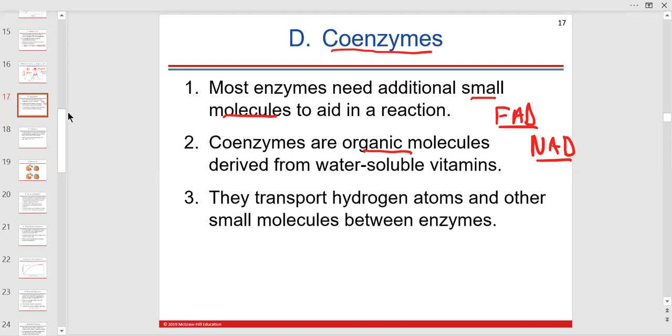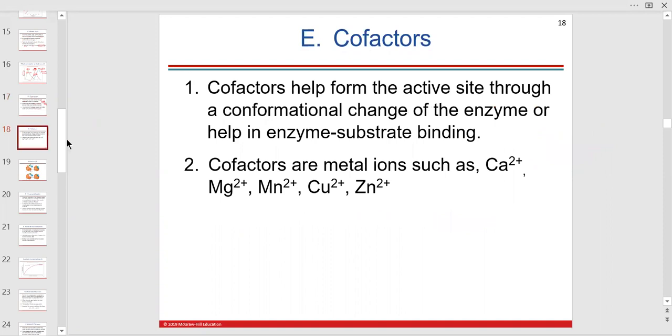So organic molecules, of course, these are water-soluble vitamins based on vitamin B. B vitamins, niacin, riboflavin. So what do they do? They transport hydrogen atoms to other small molecules between enzymes. So if this grabs a hydrogen ion or two, this one grabs one, that's actually oxidizing hydrogen and it's reducing the NAD and FAD. I'm just showing you this now. I'm going to talk about this probably next time, but see how this happens. So the hydrogen gets added and taken away to this coenzyme, and it really helps the energy scales, which you're going to see, just to give you a little preview on that.